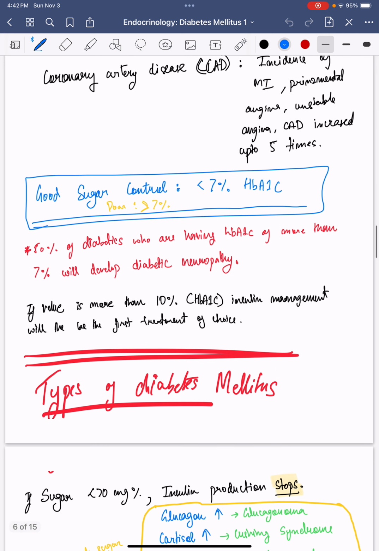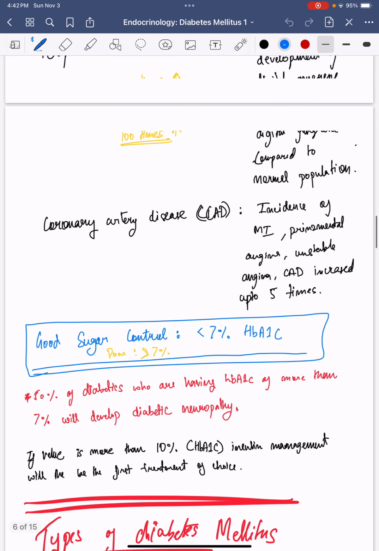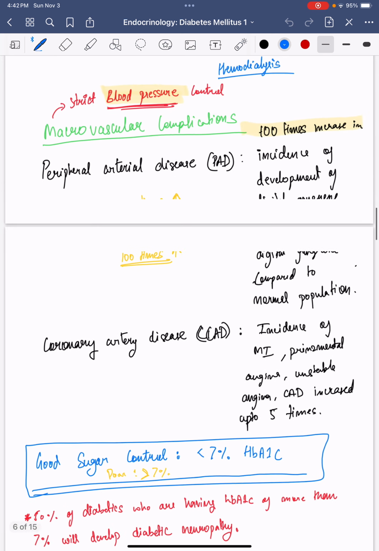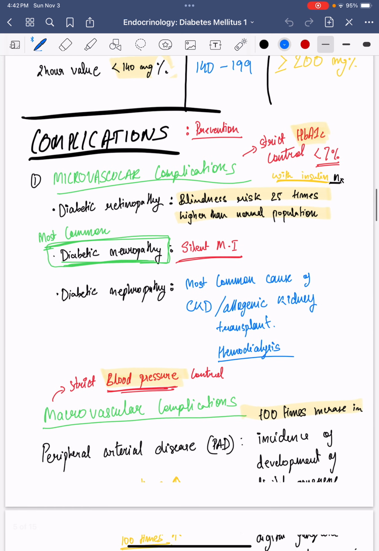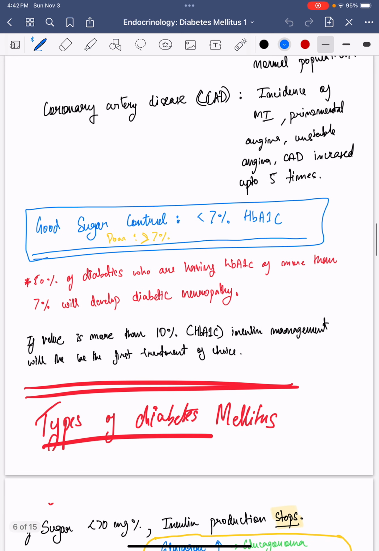So what is good sugar control? Good sugar control is HbA1c of less than 7%, which is needed to keep microvascular complications in check. And poor sugar control is when HbA1c is more than 7%.